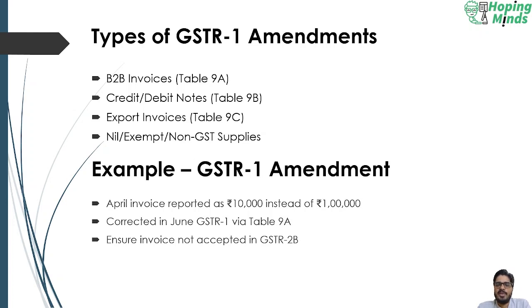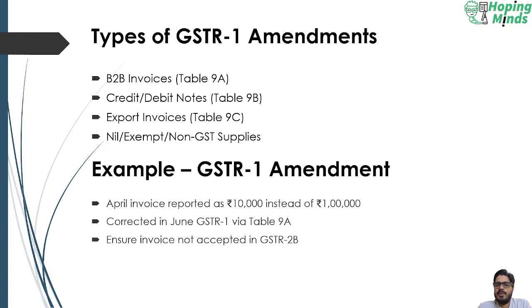So B2B amendments: if a B2B invoice was reported with wrong GSTIN or wrong amount, then it can be amended in subsequent period return. Then B2C large amendments: for any correction of amount in invoices exceeding rupees 1 lakh, the large invoice table can be amended in the subsequent period return. Then credit notes and debit notes can also be amended.